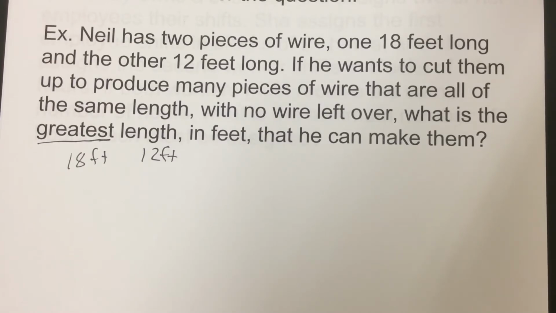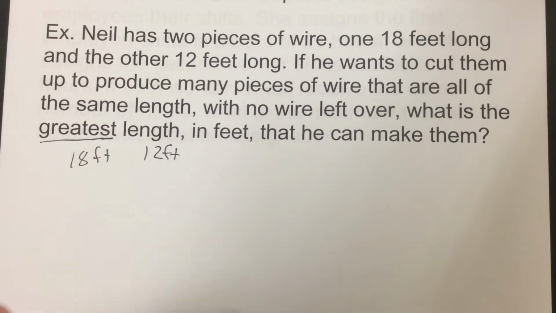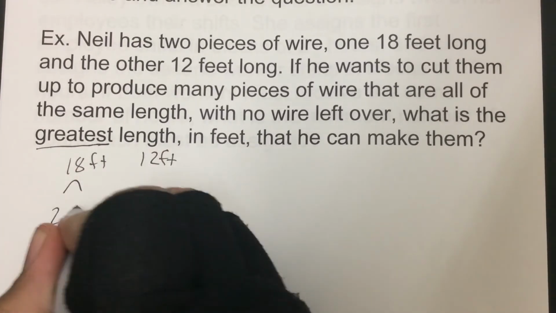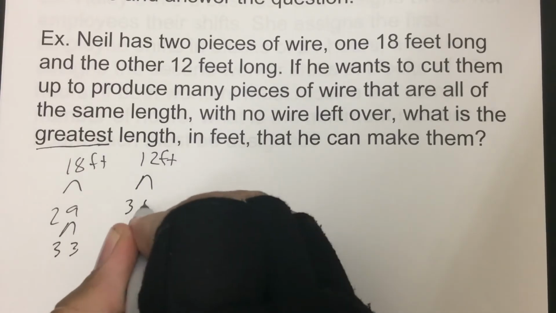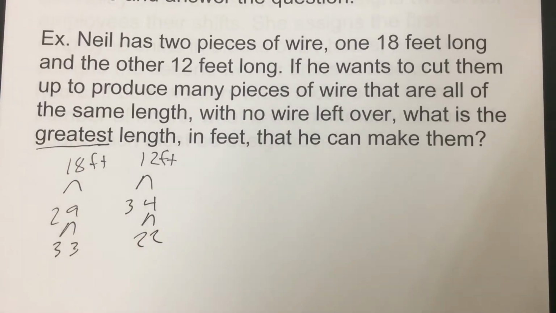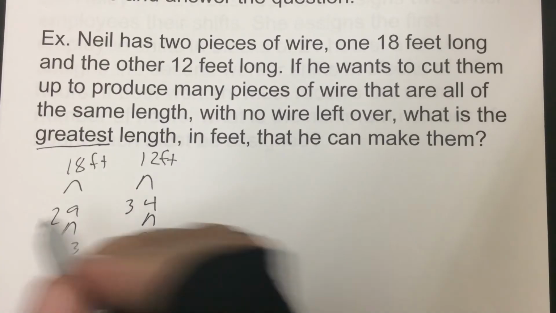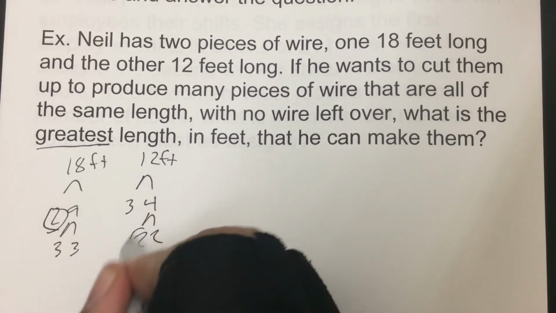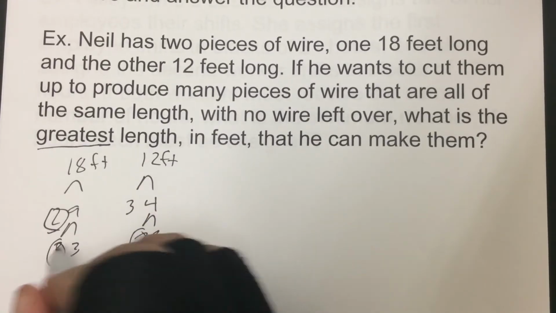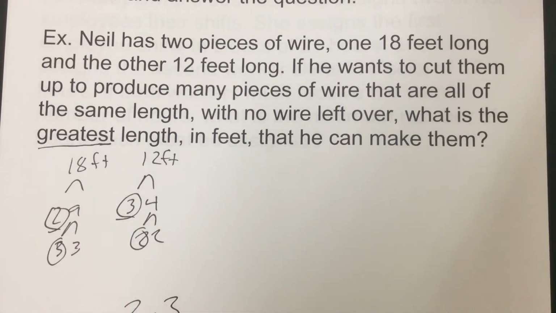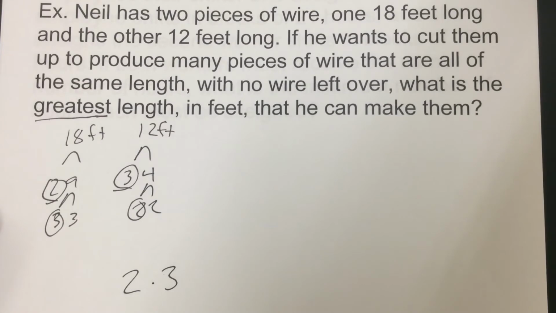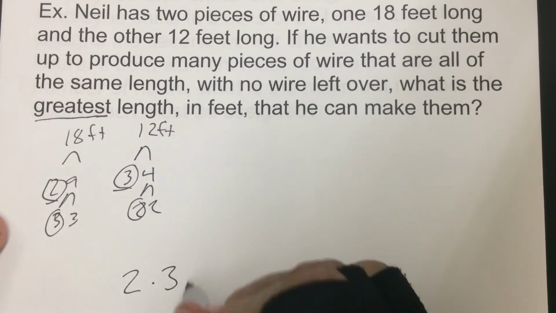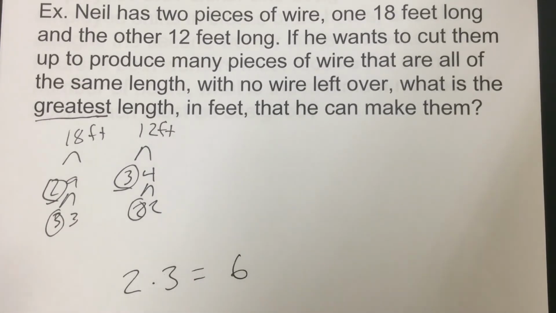I need to find the greatest common factor of 18 and 12. So if we break up 18 and 12 to 2 and 9, 3 and 3, 12 would go to 3 and 4, 2 and 2. So greatest common factor, we're looking for what they have in common. We have a set of 2s, we have a set of 3s. And that's where we stop with greatest common factor. Greatest common factor is only what factors they have in common. So if we multiply this, we're going to get 6.